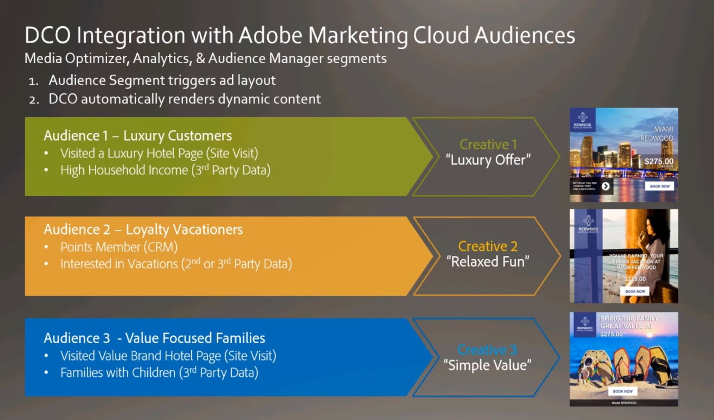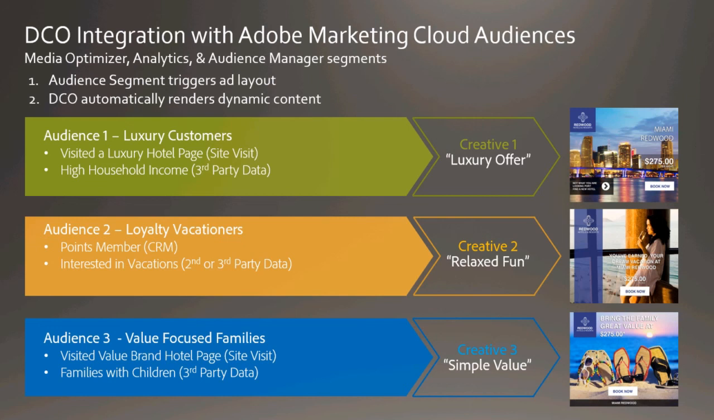So here are a couple examples. We may build an audience segment within Audience Manager, the DMP, for luxury customers. These are users that visited a luxury hotel page. We know from third-party data that we can layer on that they have high household income, and we call this audience segment luxury customers, and we have a specific layout that we want to deliver to those users. And so again, the layout is the shell for the ad, then DCO dynamically populates the content within the ad. So we can trigger this layout or shell of an ad because of the audience segment.